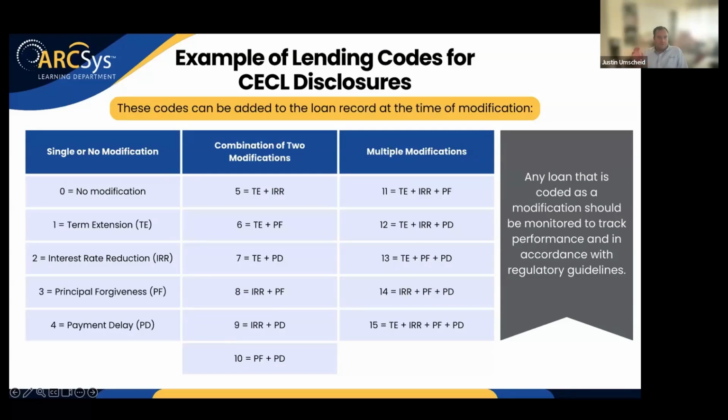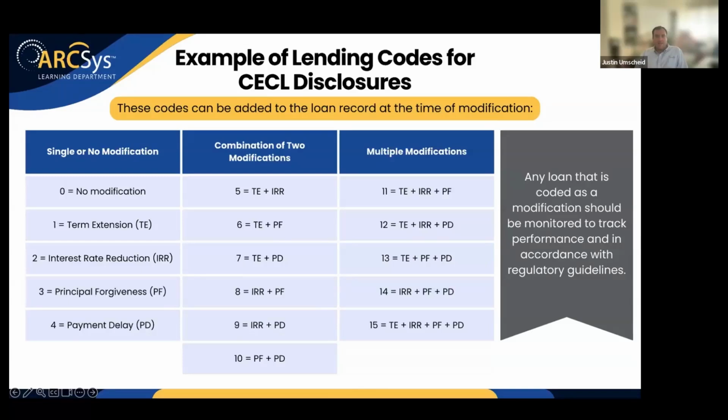So in the first column, you're going to see single or no modifications, right? 0, no modification. 1 would refer to there's been a term extension. 2, interest rate reduction. 3, principal forgiveness. And 4, payment delay. As we're building this, we also realize, you know what? There are situations where we may have a modification where there's a term extension and an interest rate reduction. So in column 2, we've got all the different combinations of 2 specific modification types being made to the loan. So again, 5, TE stands for term extension, IRR, interest rate reduction. 6, term extension, principal forgiveness, and so forth.